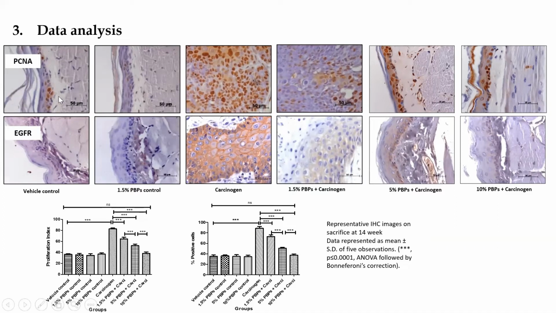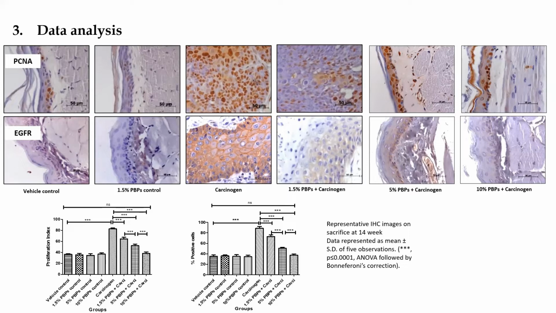So whatever your treatment groups are there, those are compared all at once. Okay, so these are my controls. This is my carcinogen treated tissue, that means it is a tumor tissue. And these are treated tissue. This is a chemopreventive agent. PBPs is a chemopreventive agent, which I have used in my study, which is known to decrease the number of tumors. Okay, so we want to see how it is decreasing the number of tumors.